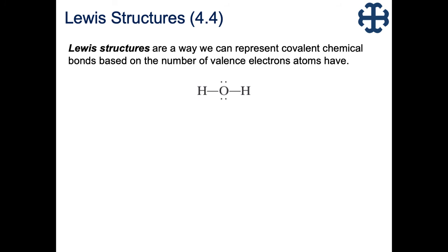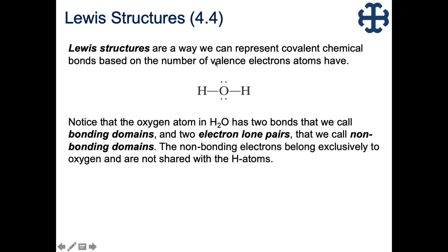We talked about Lewis structures, or were at least introduced to them last class. And so Lewis structures, just as a reminder, are a way that we can represent covalent chemical bonds based on the number of valence electrons that an atom has, or multiple atoms have. So water is an example we went over in class.